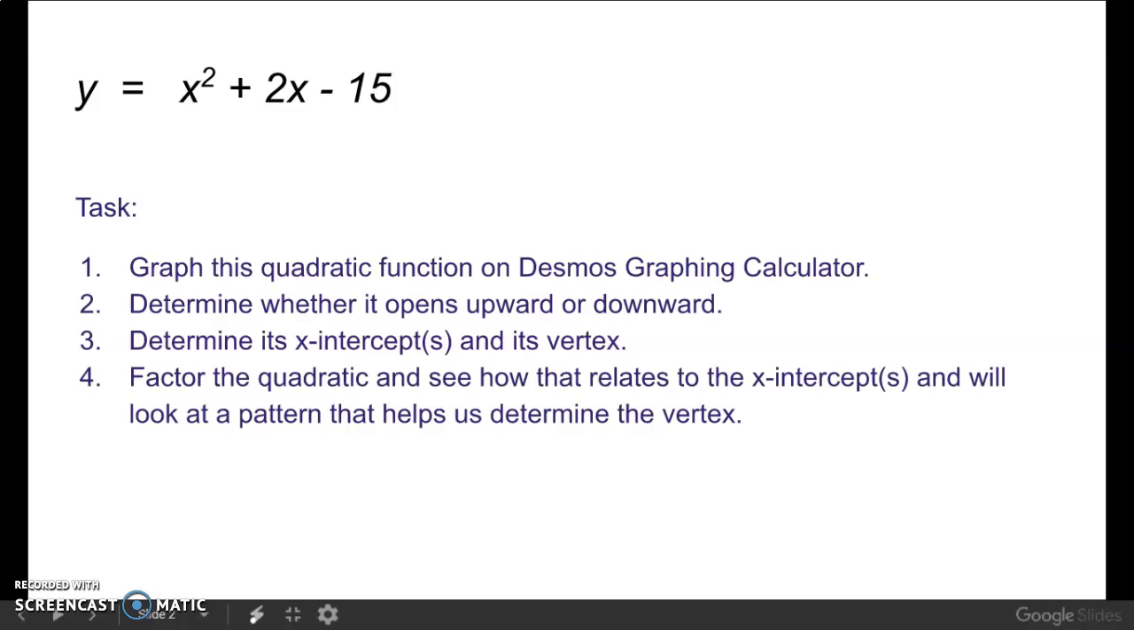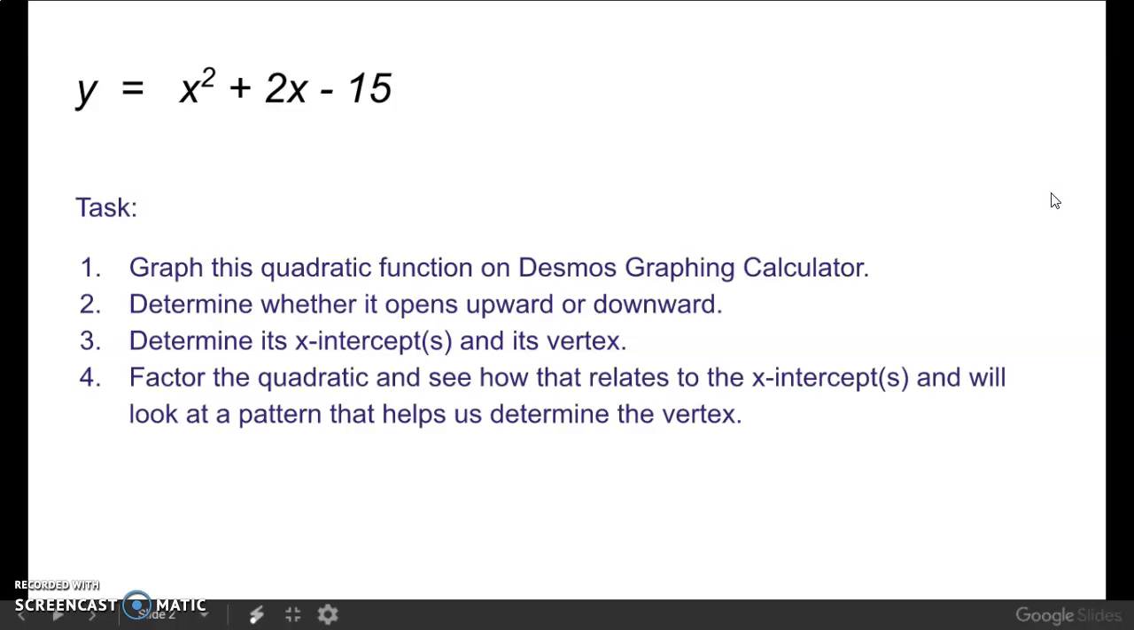First, I've graphed each of them on the Desmos graphing calculator, so we'll take a look at that. We're going to determine whether each is a parabola that opens upward or downward. We're going to determine the x-intercept or intercepts and the vertex. Then we're going to factor the quadratic and see how that relates to the x-intercepts, and we'll look at a pattern that helps us determine the vertex.